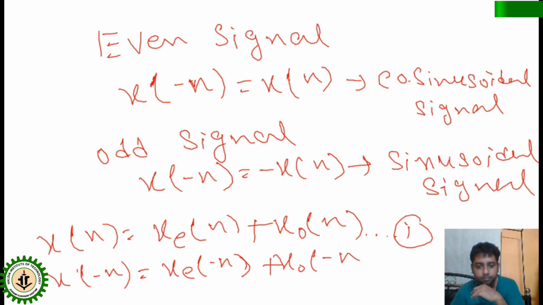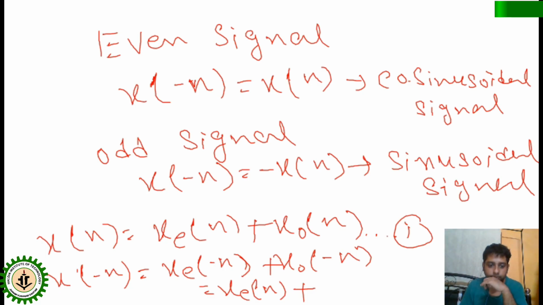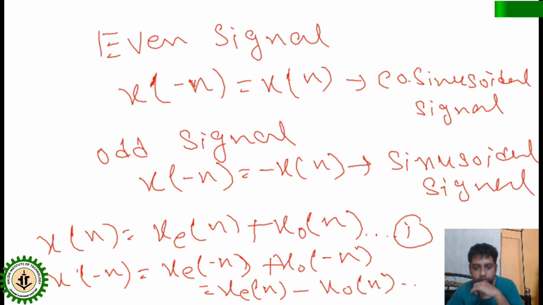So here it will be x_e of minus n plus x_o of minus n. We know that for an even signal, x of minus n is equal to x[n], as I have already shown. So we can write x_e of minus n as x_e[n], and for the odd case x_o of minus n is minus x_o[n]. This is equation number 2.